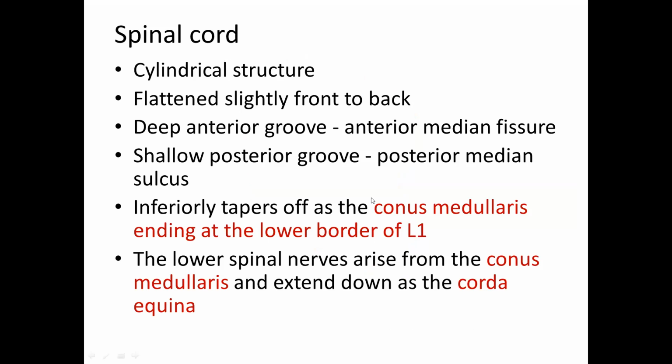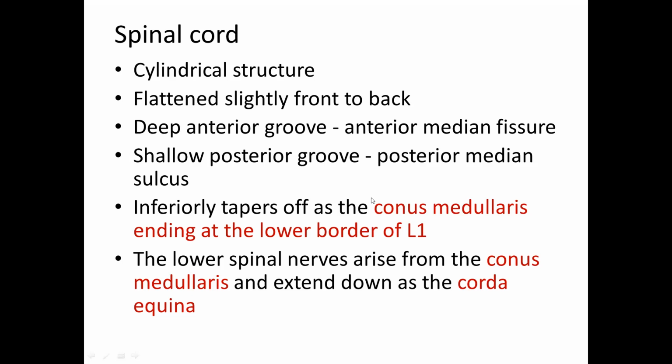Right, so if you take the spinal cord and look at its gross structure, you see that it is a cylindrical structure, right? It is basically like a cylinder. However, it is flattened slightly front to back. Okay, so if you look at the anterior surface, you see that there is a deep groove which we call the anterior median fissure. And posteriorly, there is a shallow groove which is called the posterior median sulcus, right? So the anterior groove is very deep, the posterior groove is shallow.